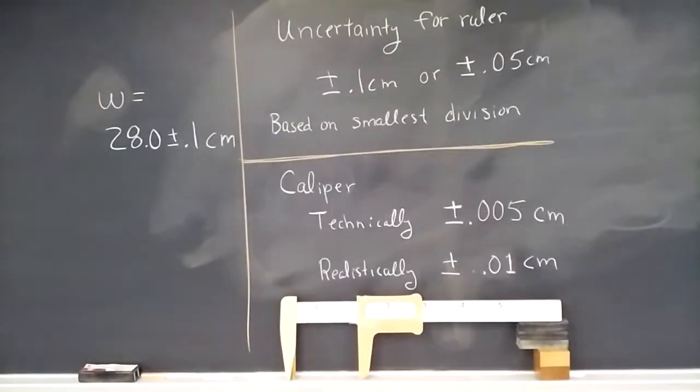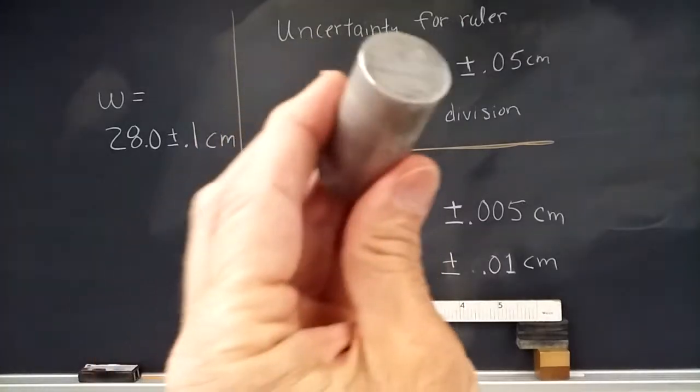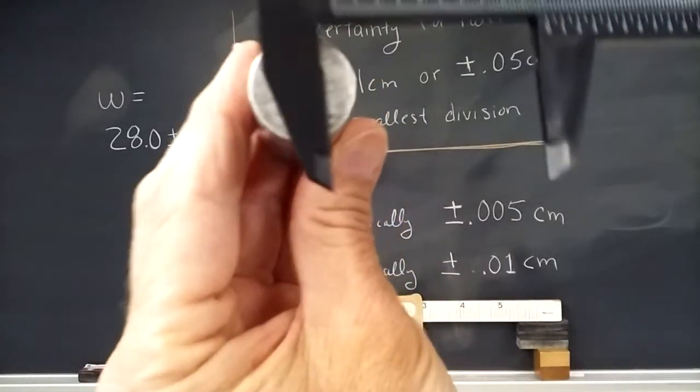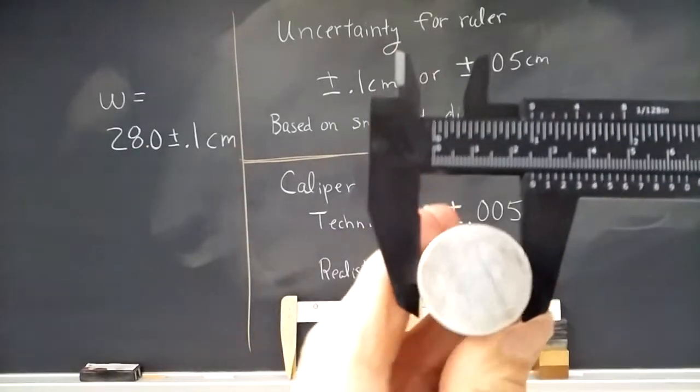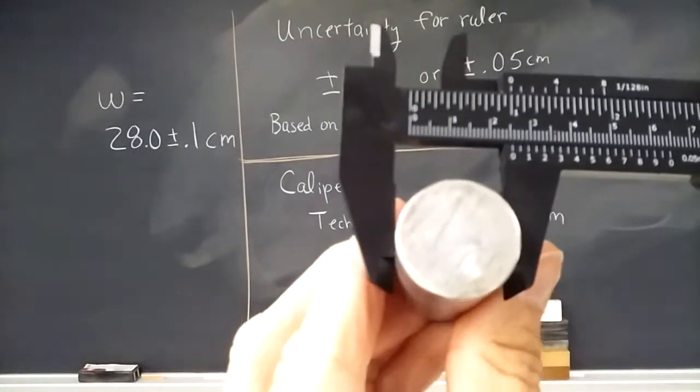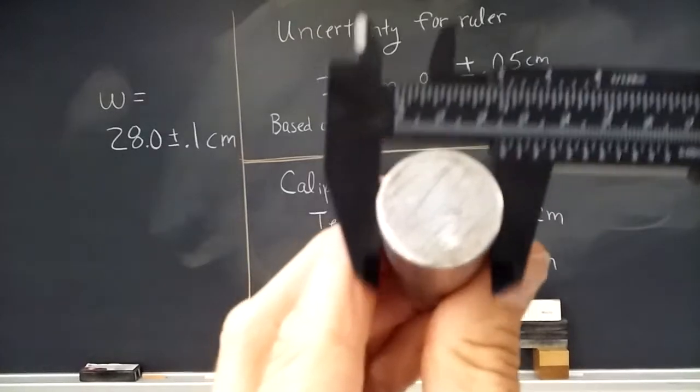So you would measure it, say, like, let's say I had this solid metal cylinder here, and I wanted to know the diameter of it. I can put the caliper around it like that, and then read the numbers. We'll get into reading the numbers here in a second. But anyway, that's how you actually measure that.